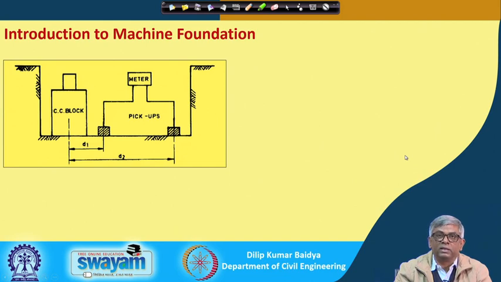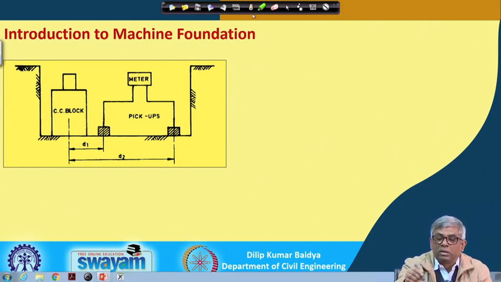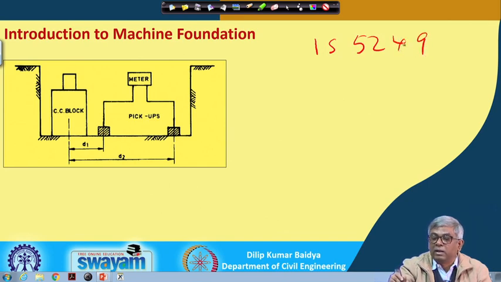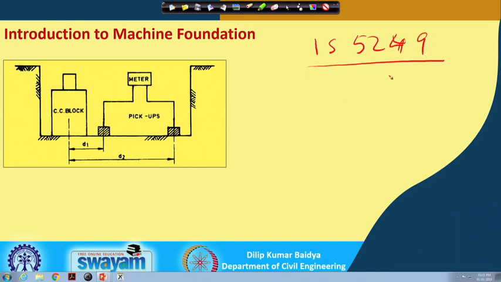You can see here, as per IS code IS 5249, which has several versions, 1999 was the last code revised. There it is given that you have to make a pit of sufficient length and size, and that pit should be at a depth, which will be the depth of foundation.